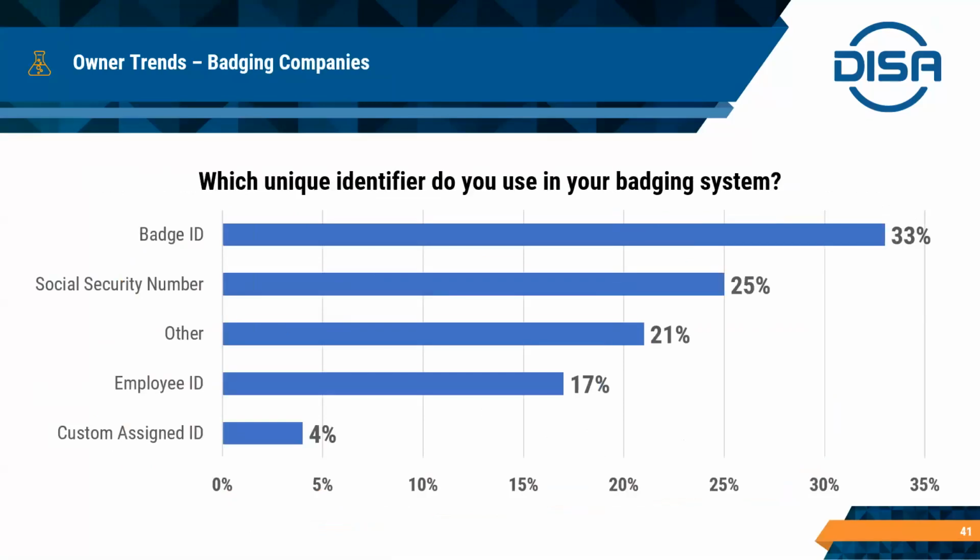Which unique identifier do you use in your badging system? This is definitely something that I've seen change over the years. 33% responded with badge ID number. 25% responded with Social Security number. So early days, Social Security number was the number being utilized, probably followed closely by badge ID. Those have now switched. And then you've got employee IDs or customized numbers or randomized numbers that are being utilized.